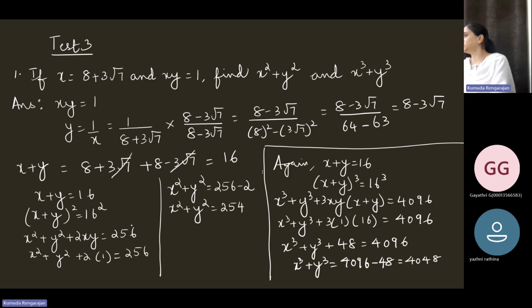xy is equal to 1 means y is equal to 1 by x. So 1 by 8 plus 3 root 7. Rationalize the denominator and find the expression for y. Now you have x, you have y. You just need to find x plus y. Once you have the equation x plus y is equal to 16, square this equation on both the sides to find the value of x squared plus y squared. Cube this equation x plus y is equal to 16 on both the sides to find the value of x cubed plus y cubed. That's it. Remember the procedure.